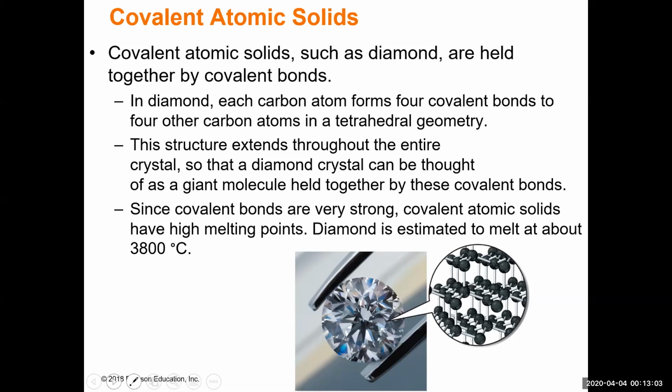So in a way, we can think of the diamond crystal as a giant molecule that's held together by these different covalent bonds. Since covalent bonds are very strong, these covalent atomic solids have very high melting points. Diamond, for example, has a melting point of about 3,800 degrees Celsius.